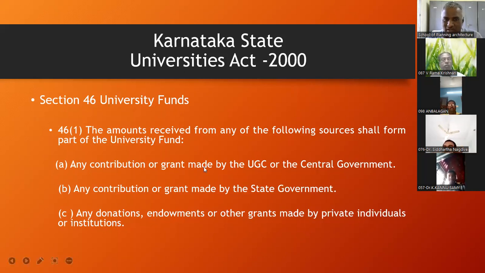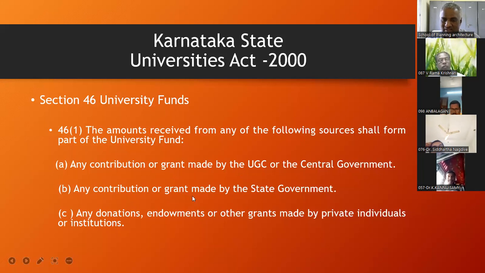Section 46(1): the amounts received from any of the following sources shall form part of the university fund. It may be applicable to colleges also, because colleges and universities go together. Number one, income for the university is any contribution or grant made by the UGC and the central government. This is the first source of revenue. Very specifically, the Act says you receive this grant, maybe an autonomous grant, research grant, building grant, etc. Or directly from the central government, meaning the MHRD or DST, they give grants directly to the universities and colleges.